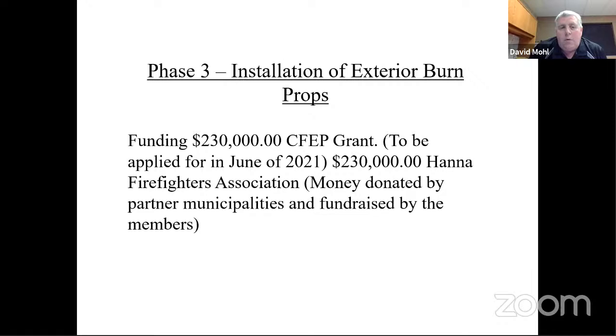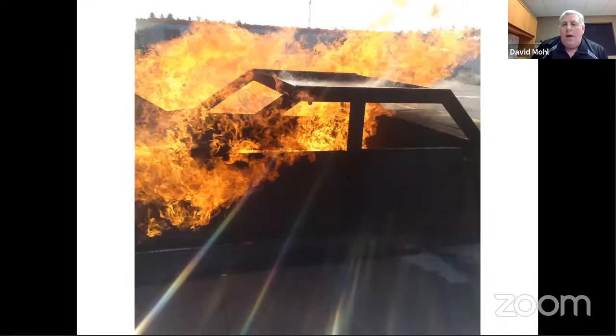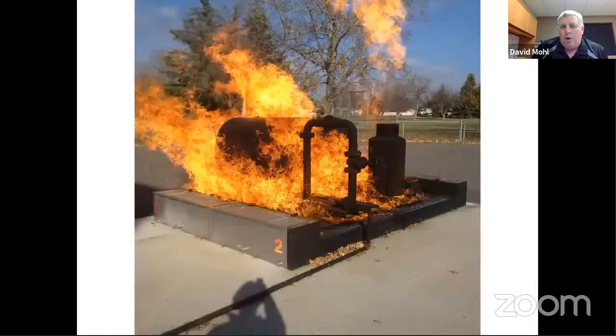So we need to apply for this project in June of this year. That would be a 2022 project, early 2022 if things go right. And this is what that project would be. One of them's a car prop, and the other one's what's called a quad prop, that you can change to be different things. You can buy a variety of props to go on there.